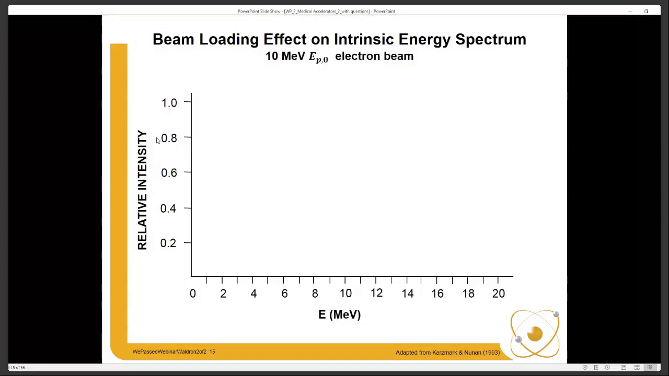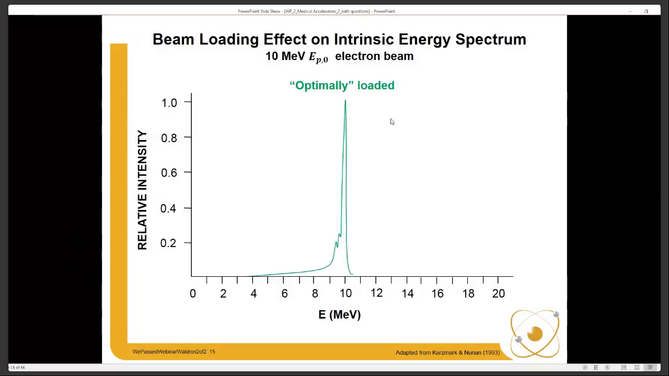Vertical axis is relative intensity. We could call it fluence quite easily, or relative fluence. The horizontal axis is the energy in MeV, and this one is going to be for a 10 MeV EP0 electron beam. So this would be a clinical 10 MeV beam where the 10 MeV is the most probable energy at the surface of a water phantom or the patient or whatever.